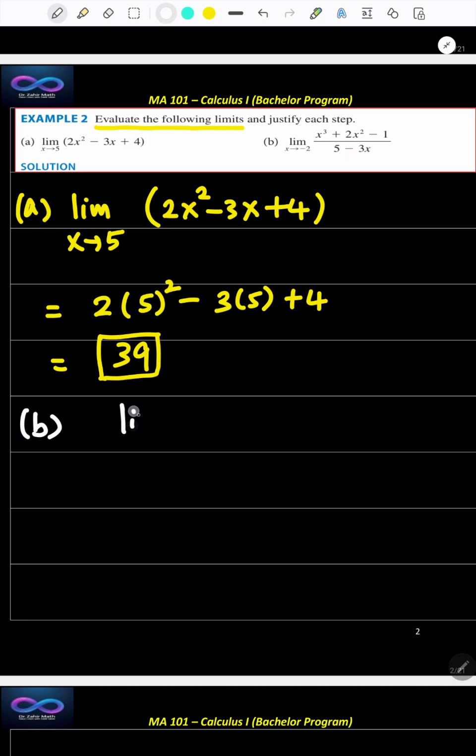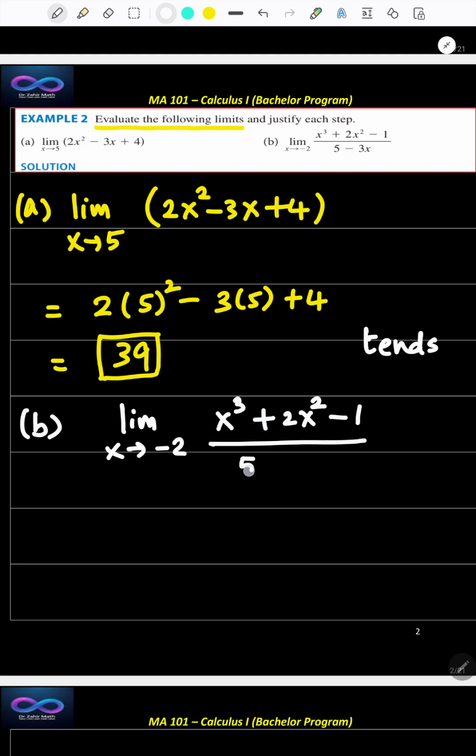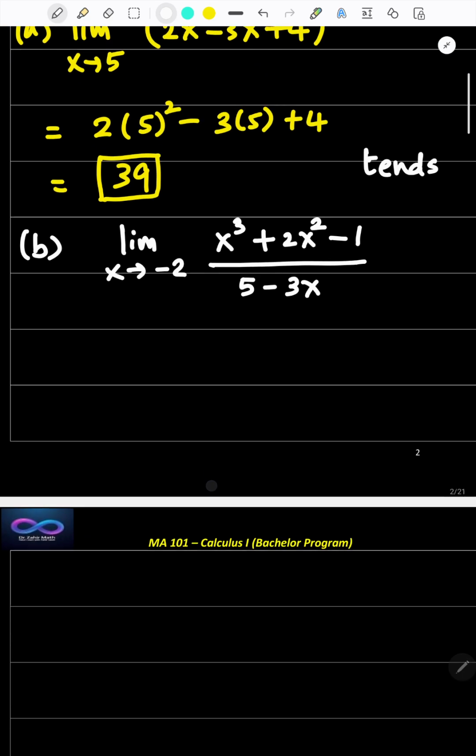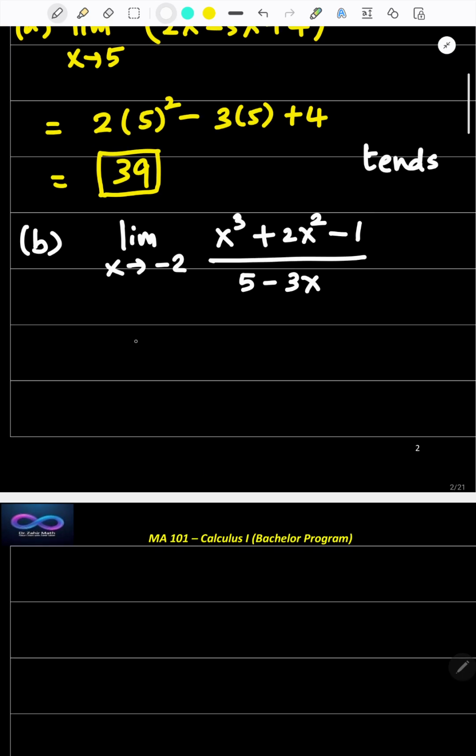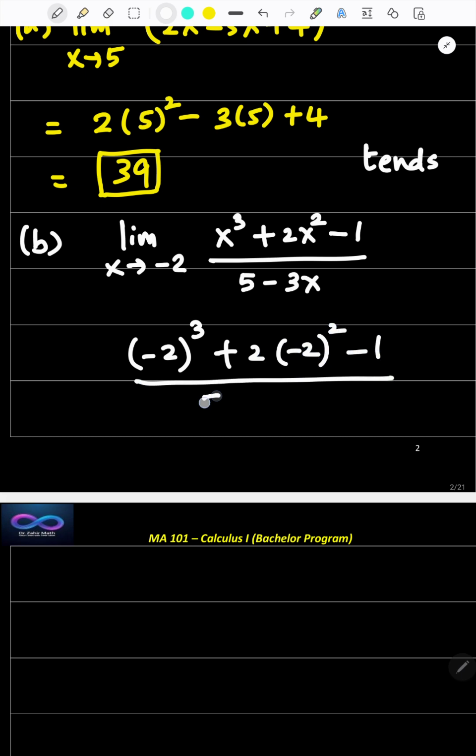What is the B question? Limit x tends to minus 2 of x to the power of 3 plus 2x square minus 1 divided by 5 minus 3x. What we are going to do is put in minus 2. So it is minus 2 the whole power 3 plus 2 times minus 2 the whole power 2 minus 1, divided by 5 minus 3 times minus 2. So you can put it in the calculator.